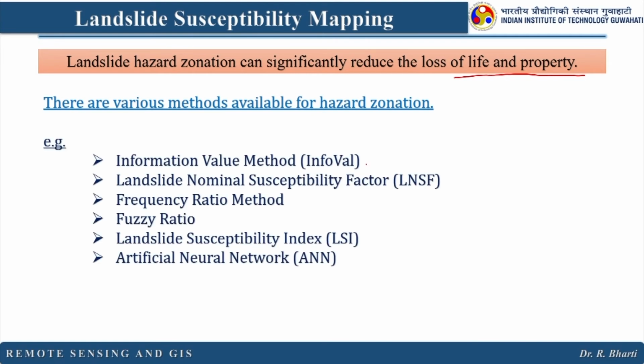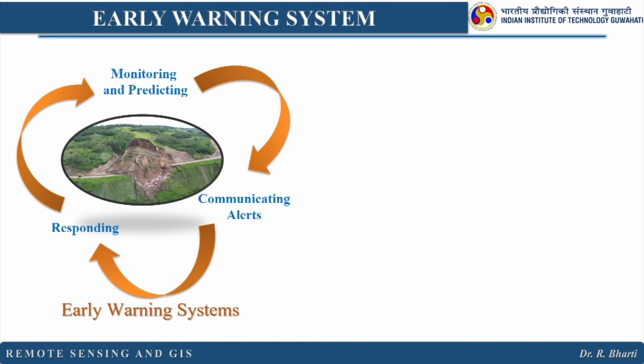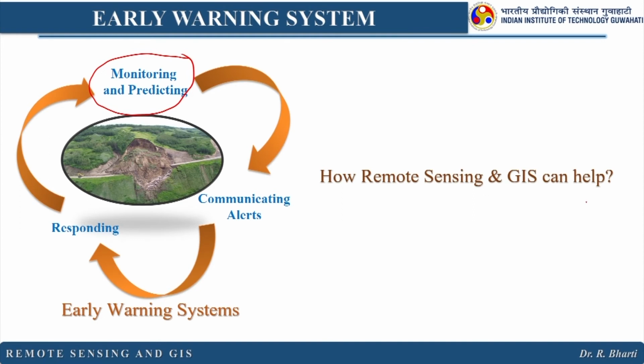So here you may use InfoVal, information value method, landslide nominal susceptibility factor, frequency ratio method, fuzzy ratio, landslide susceptibility index, artificial neural network, or support vector machine. There are many different methods. If you are interested to work in this particular area, you can refer to several works which are available in different journals, and maybe you start following them. You have seen in the previous slide what are the different methods which can be used to monitor or predict this landslide event. So let us understand how this remote sensing and GIS can help.